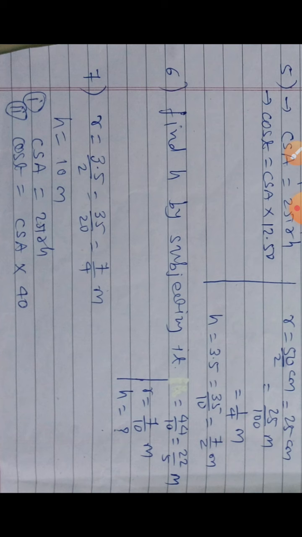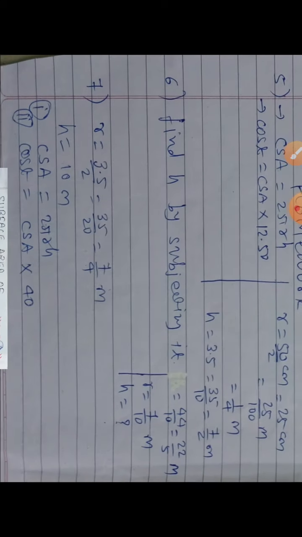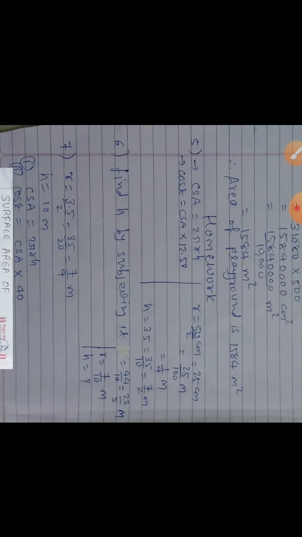Now CSA, very simple, use 2πrh. After finding CSA, just multiply by 20. Why? The rate for 1 meter square is given. Okay, so you will obtain the total cost.